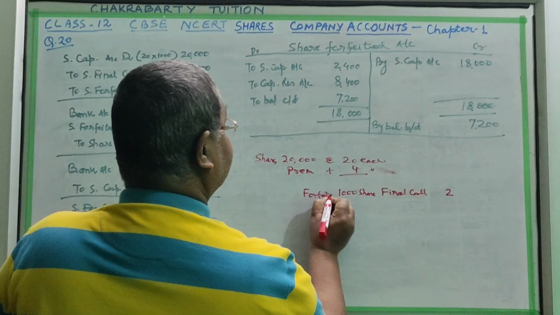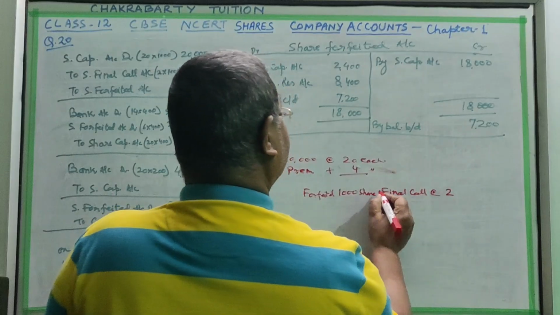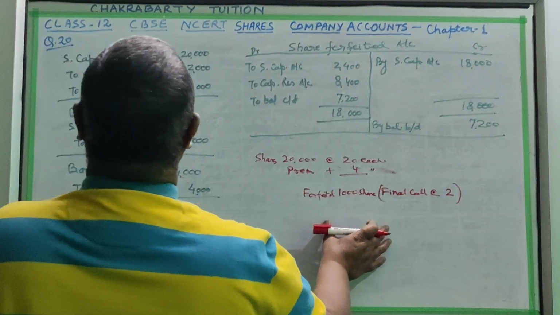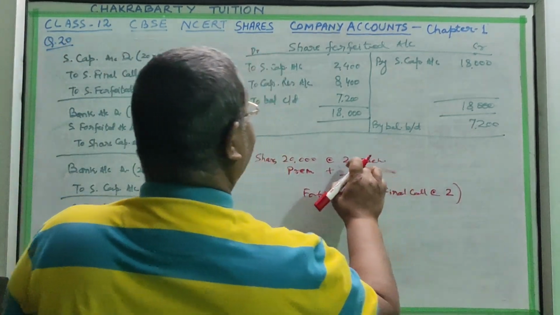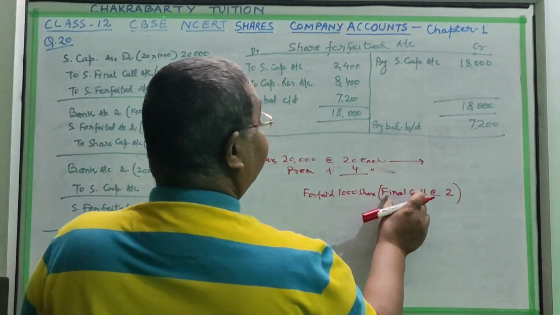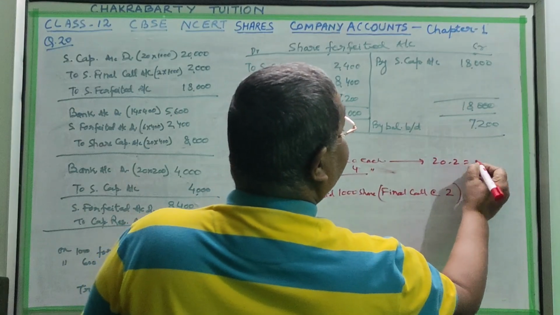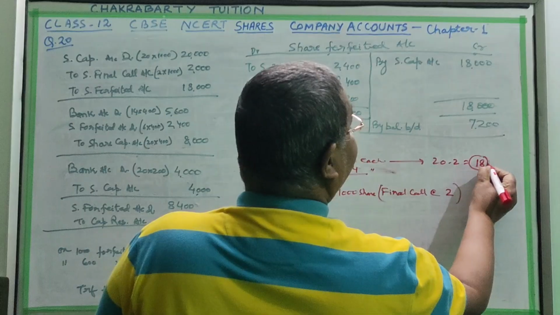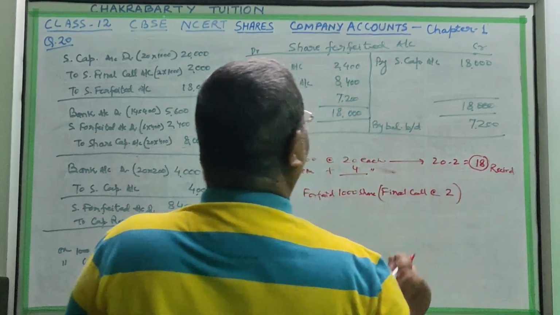Forfeited 1,000 shares. Okay, final call at the rate of rupees 2. This is final, not paid. So first, the share is of 20 rupees. It means how much they have received other than the final call: 20 minus 2 is equal to 18. It means 18 rupees you have received, and the other 2 you have not received.